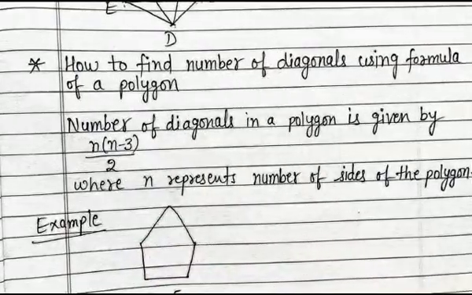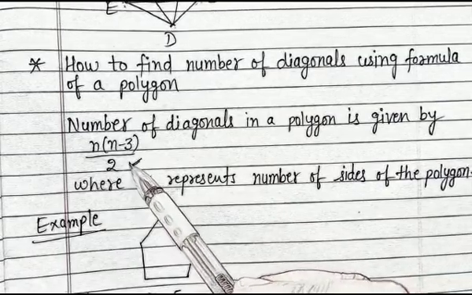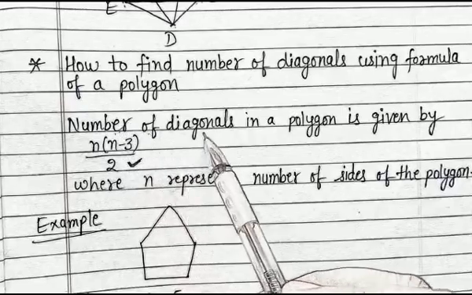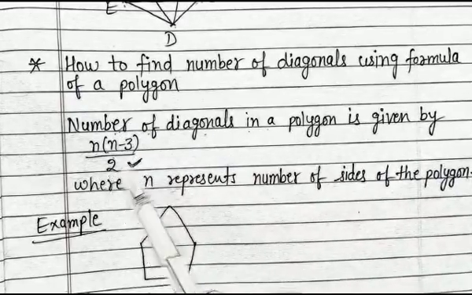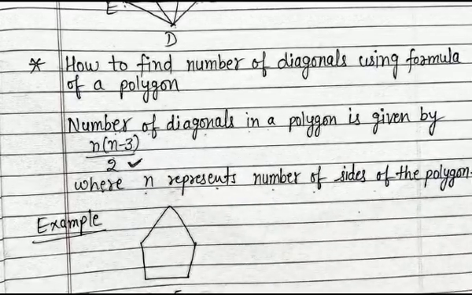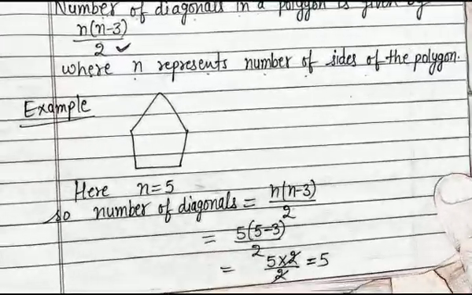How to find number of diagonals using formula of a polygon. There is a formula which can be used to find the number of diagonals of a polygon. So that's why I have written here, number of diagonals in a polygon is given by n into n minus 3 upon 2, where n represents number of sides of the polygon. Here I have given you the example.